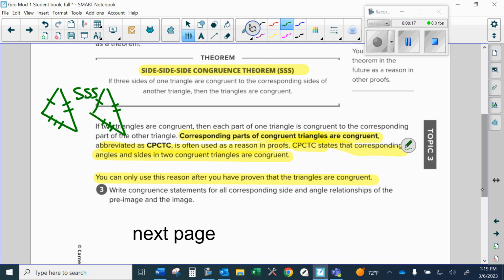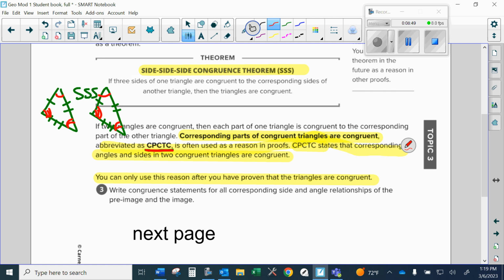Another thing we have within proofs that we'll get to eventually is called CPCTC. Corresponding parts of congruent triangles are congruent. So one way of proving triangles congruent is by SSS. That means the other corresponding parts that aren't marked yet are also congruent. So this angle is equal to that angle, this angle is equal to that angle, and that angle is equal to that angle. That justification or reason to be able to say that is CPCTC.